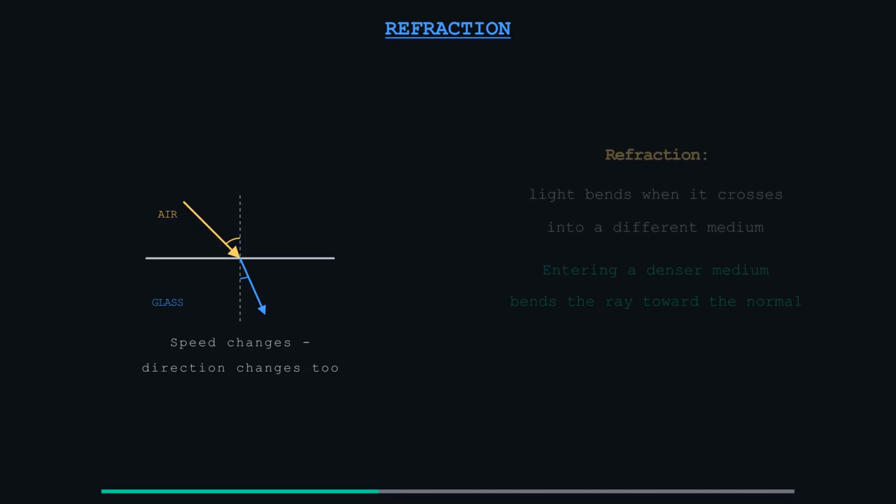Refraction is the bending of light as it crosses from one medium into another, caused by a change in the speed of light. When light travels from air into glass, a denser medium, it slows down and bends toward the normal, giving a smaller angle than the angle of incidence.